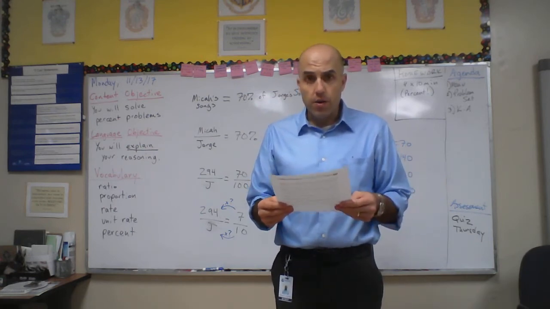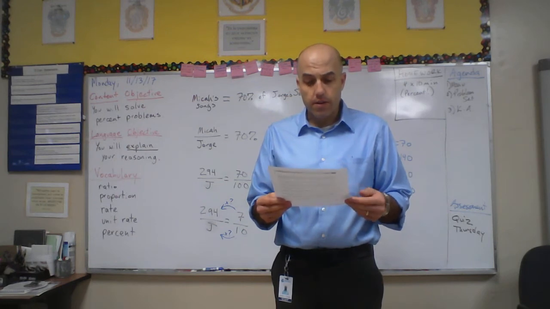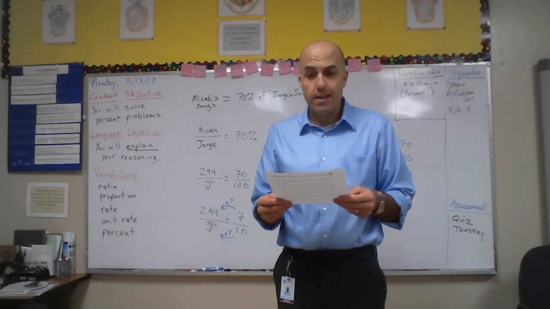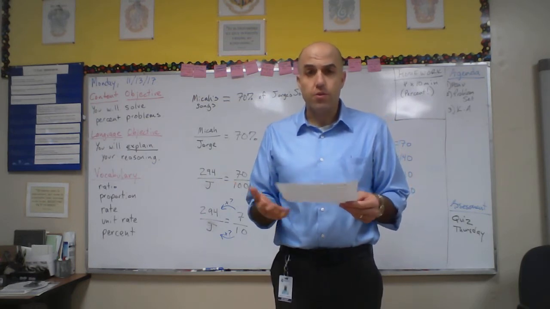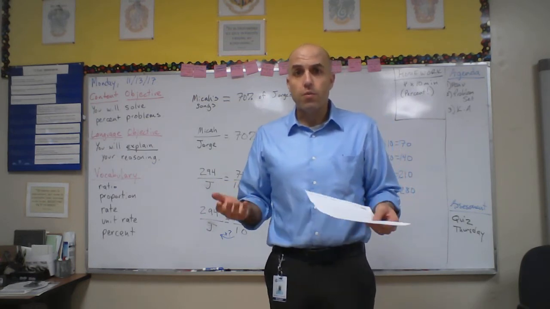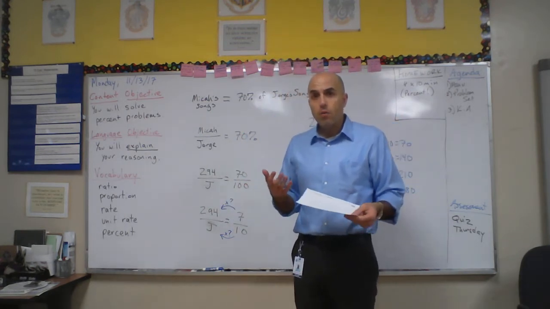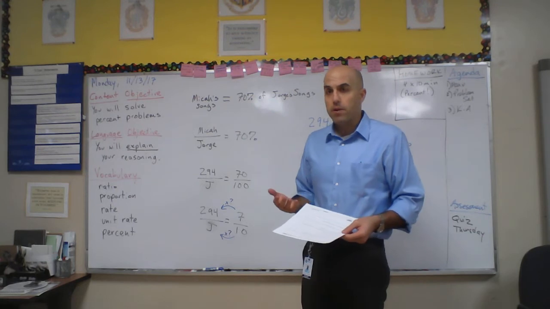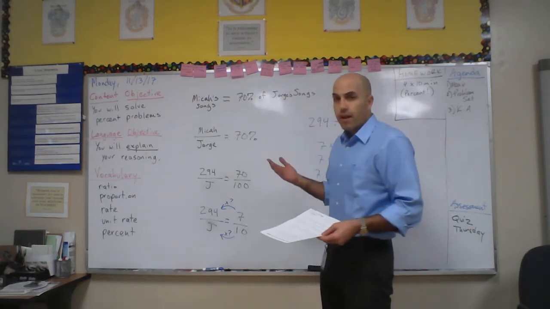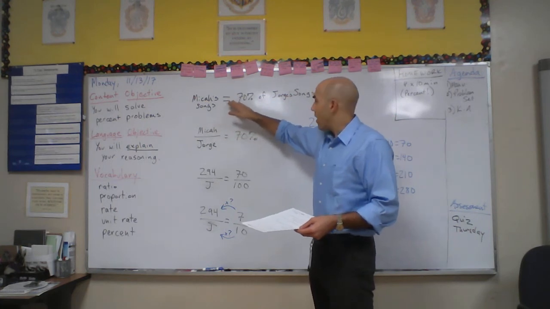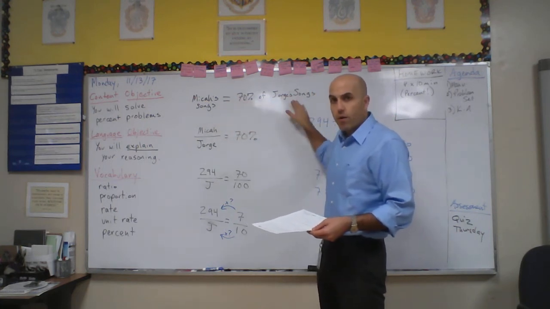Micah has 294 songs stored on his phone, which is 70% of the songs that Jorge has stored on his phone. How many songs are stored on Jorge's phone? As you read this problem, and you know it's a percent problem, you know that it's going to be a relationship or a ratio of a part to a whole. And what we have in terms of information here is we know that Micah's songs are 70% of Jorge's songs.